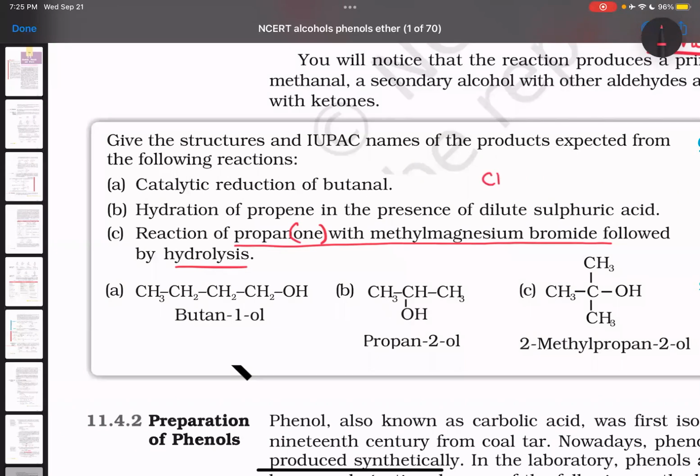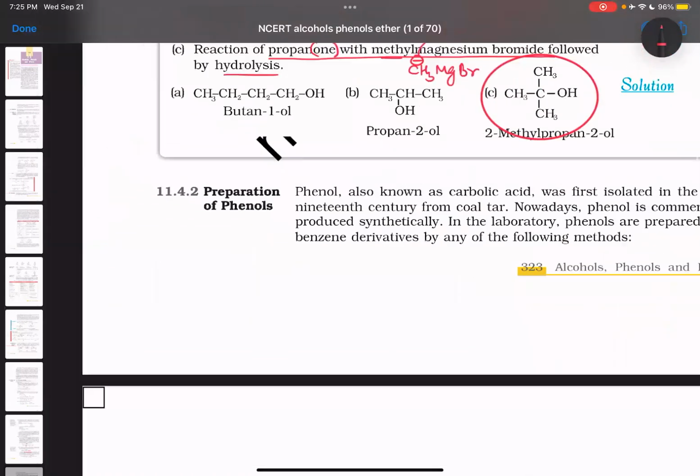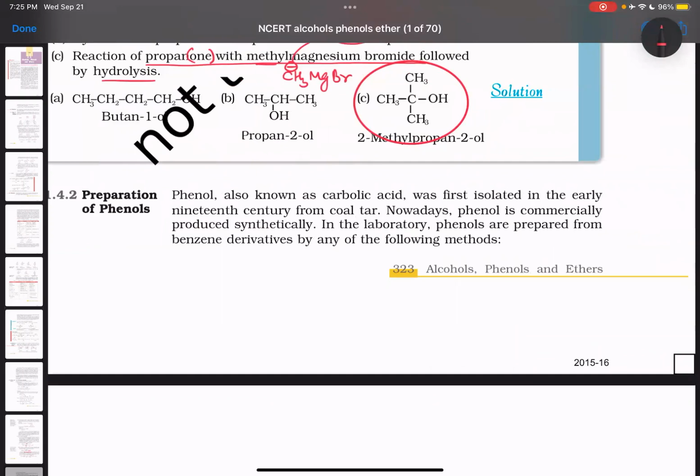So propanone is this one. Prop means 3 carbon atoms. This is propanone. And methyl magnesium bromide, methyl is a 1 carbon atom group, CH3, Mg, Br. This is minus and this is plus. This minus is going to come and join in over here, and you will have OH. So your answer is going to be this one. Is it clear or not? Yes, okay.